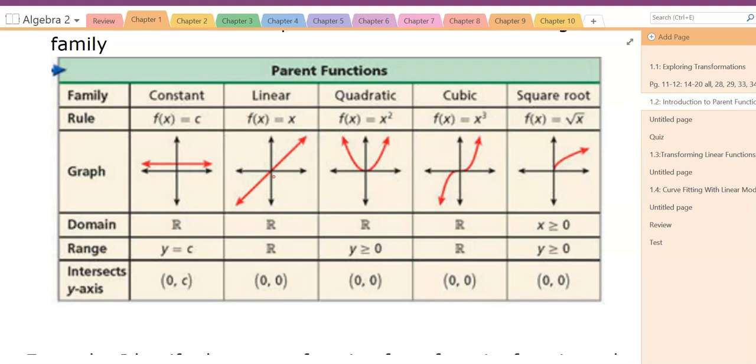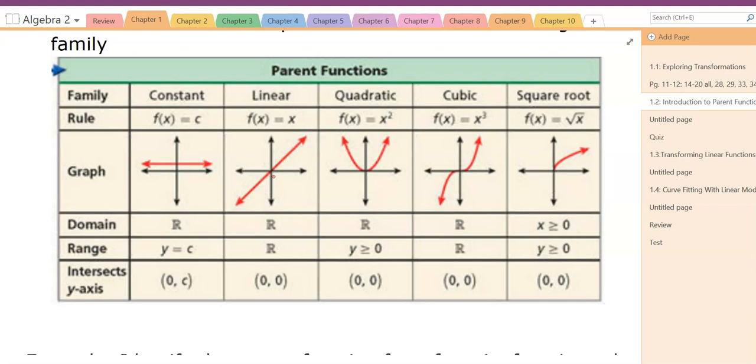The last one is the square root function. That one's only contained inside of quadrant 1, because when we take the square root of numbers, we want those numbers in there to be positive. We can't graph the square roots of negative numbers. It doesn't work that way. So these would be all of the parent functions. These would be the simplest form of all of these graphs.